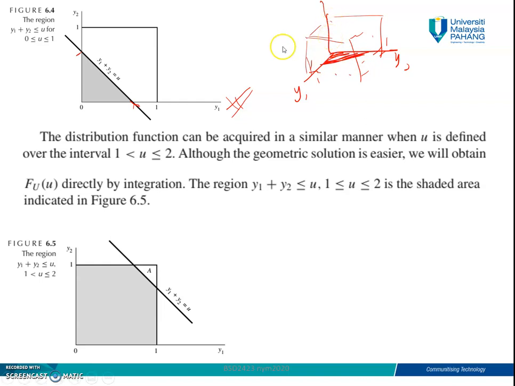Okay, the distribution function can be acquired in a similar manner when U is defined over the interval U between 1 and 2. Although the geometric solution is easier, we will obtain F_U directly by integration. So the region U between 1 and 2 is the shaded area indicated in figure 6.5. So you have this one. Okay, the same thing, but now instead of here, it will be at the above area.